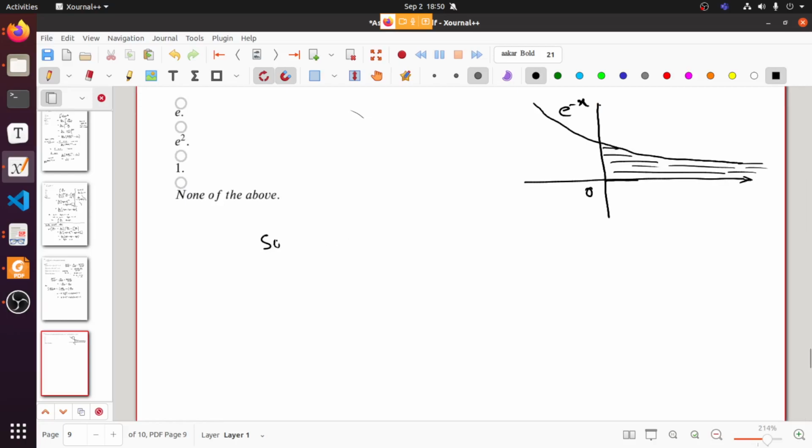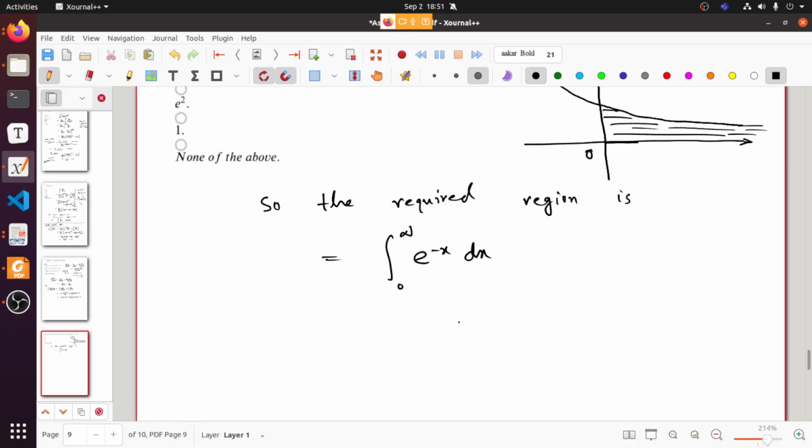So the required region will be the same as the integral from 0 to infinity of e to the power minus x dx, because if you integrate this function from 0 to infinity, it will give the area under this curve. So it is this region. Okay, so just integrate this.